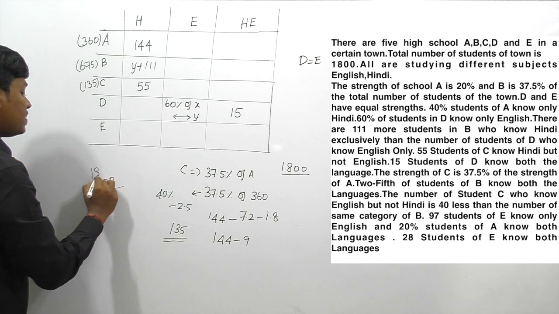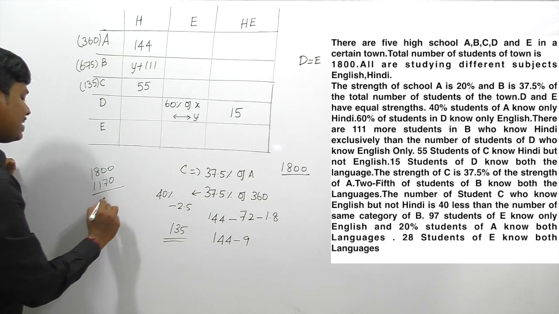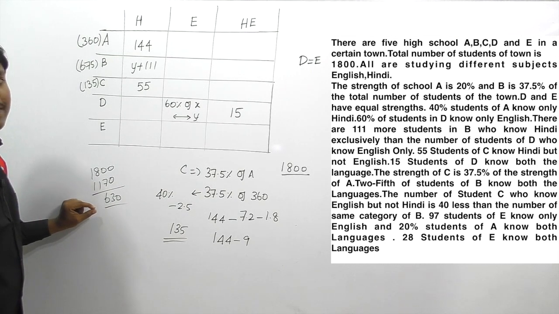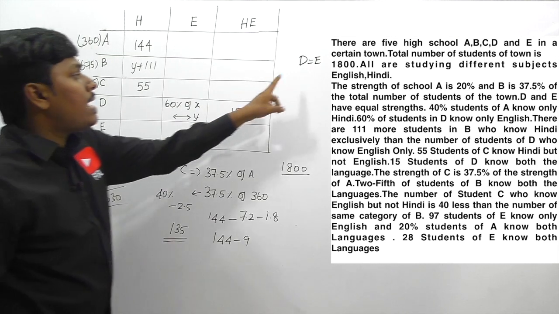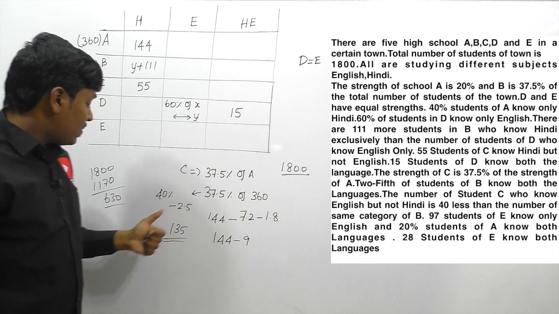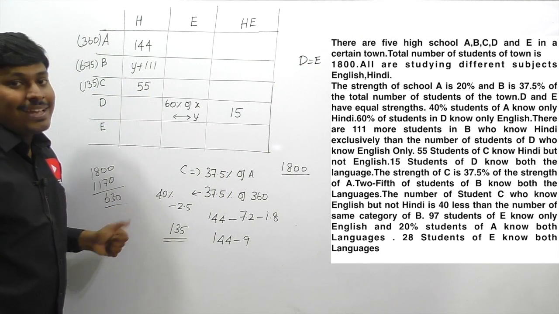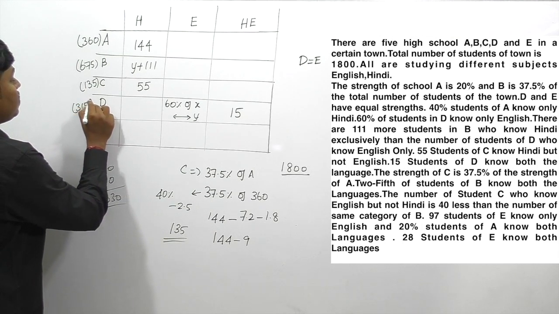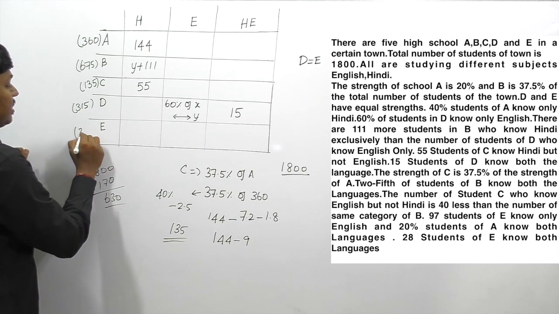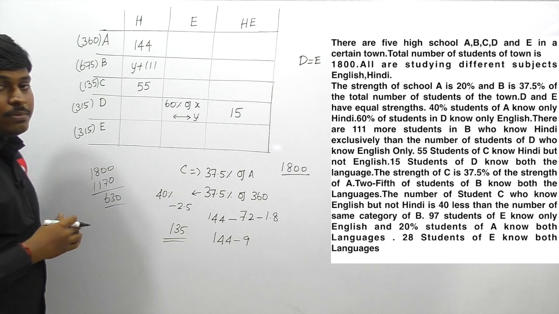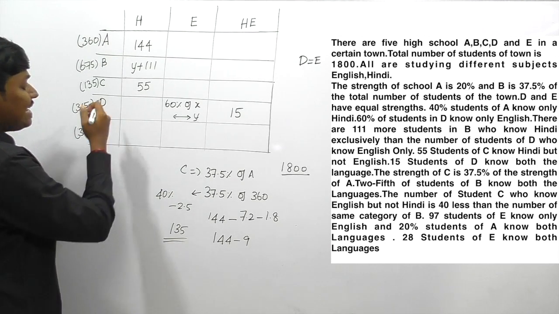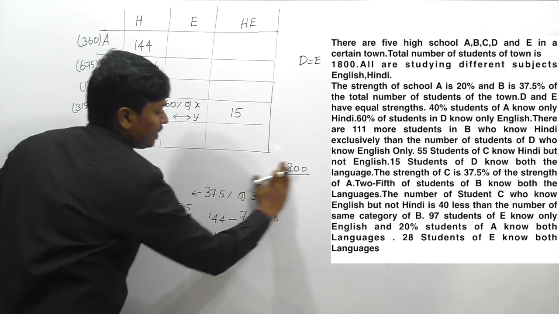So subtract from 1800, friends. So I think we can say 630. So 630 students are remaining. They should be in D and E. We know that D and E have equal strength. So 630 divided by 2. I can say 315. So 315 students are from town D, and similarly 315 students are from town E. Now we have found the total number of students studying in D and E, friends. Okay, let me rub all the values.